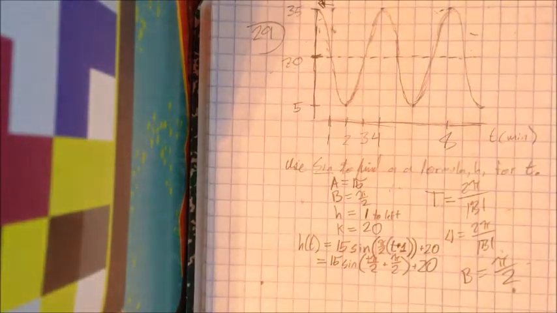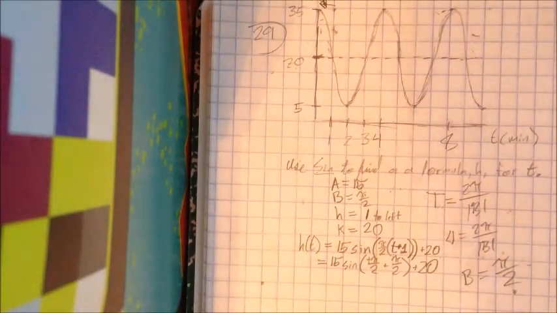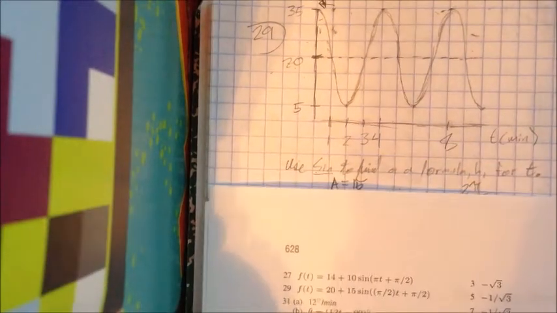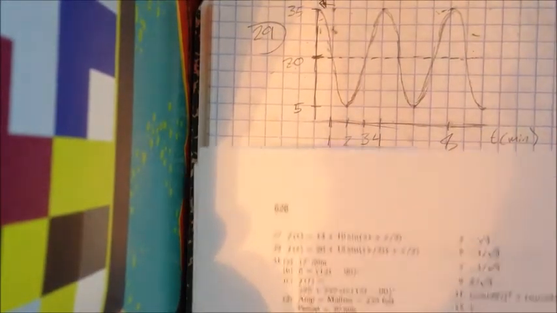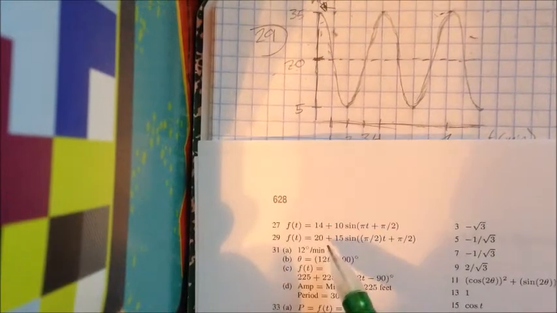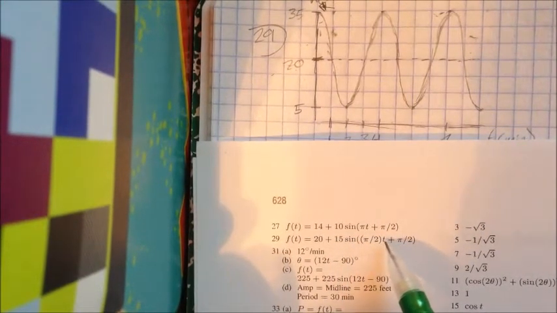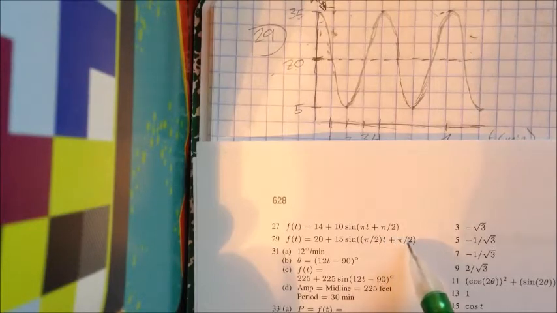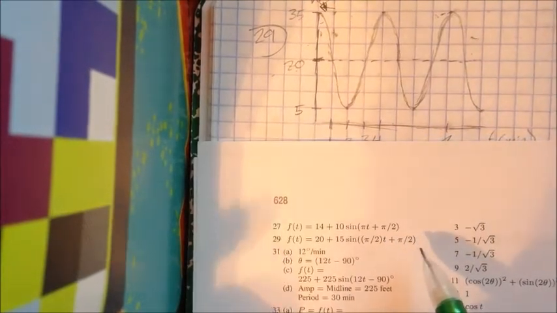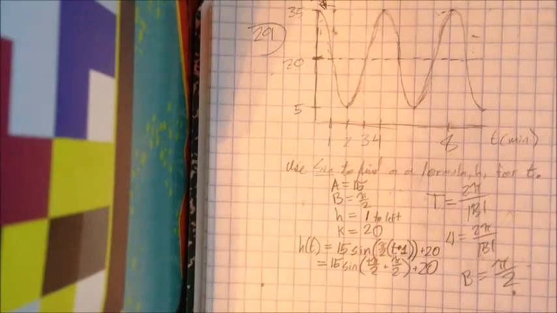And comparing this with what we get in our homework, let's see, can I get y'all to see this? Yeah, so 20 plus sine pi over 2 t plus pi divided by 2. So that checks.